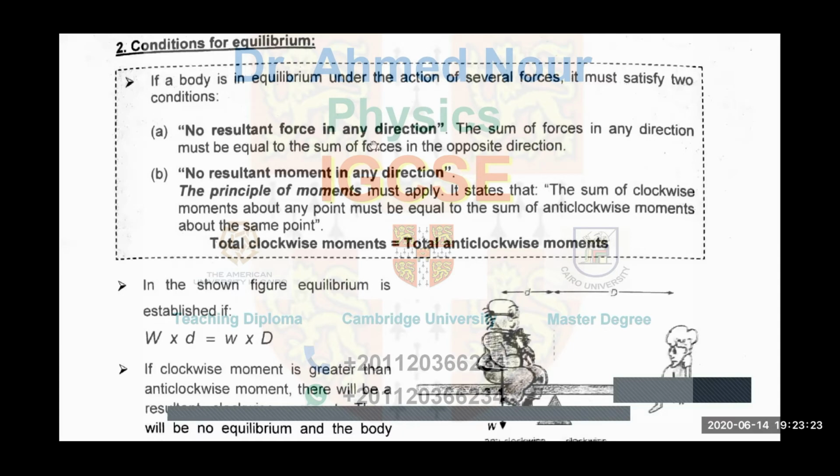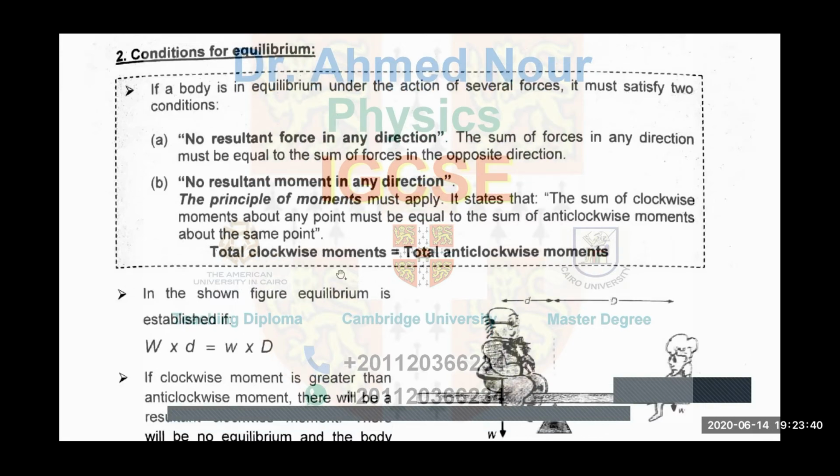First one, no resultant force in any direction. This means the sum of forces in any direction must be equal to the sum of forces in the opposite direction. And also no resultant moment in any direction. This means the total clockwise moments equal the total anti-clockwise moments.